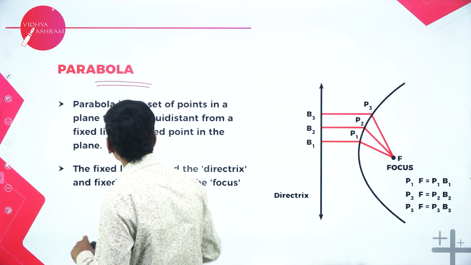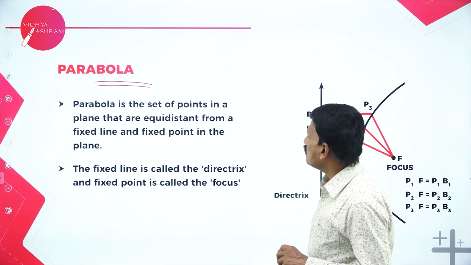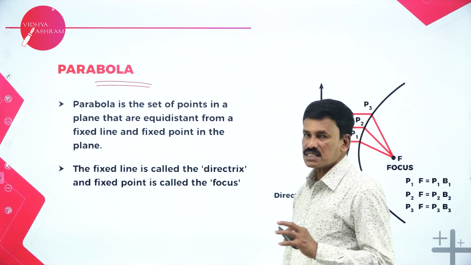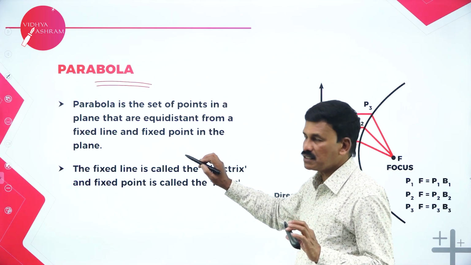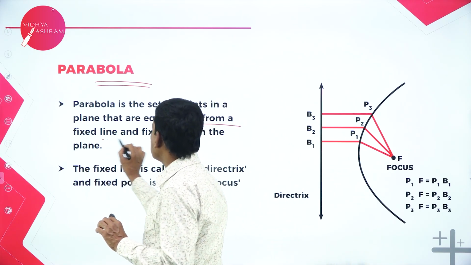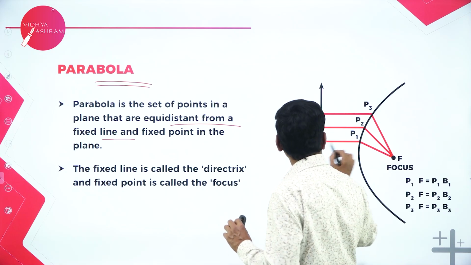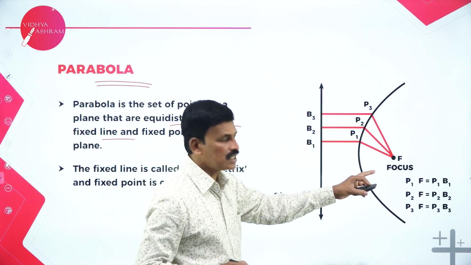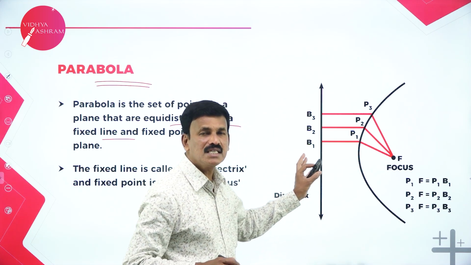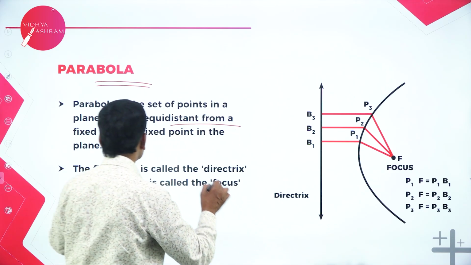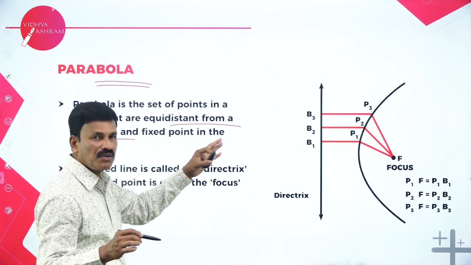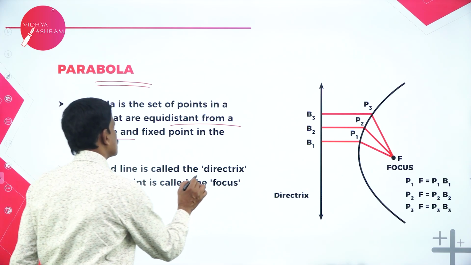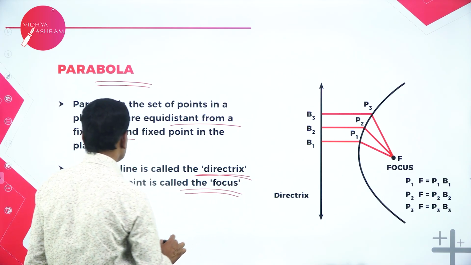What is a parabola? A parabola is the set of points in a plane that are equidistant from a fixed line and a fixed point in the plane. This is the fixed line. The fixed point is called the focus and the fixed line is called the directrix. So the fixed line is called the directrix and the fixed point is called the focus.